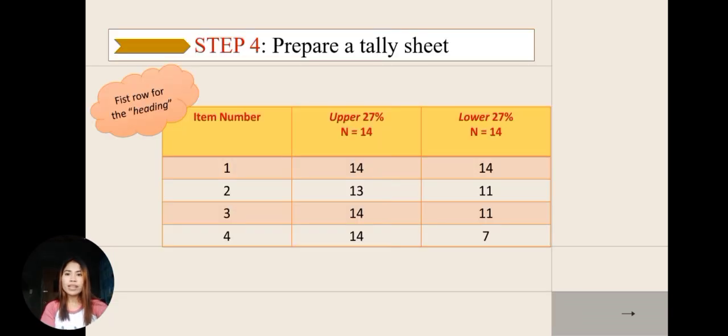Step 4 is the tally sheet. In creating a tally, the first row should be for the headings such as the item number, the upper 27% and the lower 27% of the students, where N is the number of cases, which is the number for the 27% of the 50. So, this table shows the number of correct answers of the learners in each item. Let's say, in item 1, the upper and lower score students all got it correct. Then, in the second item, only 13 of the upper 27% students got it correct and 11 for the lower score students. Then, for the third item, 14 for the upper and 11 in the lower, and so on.